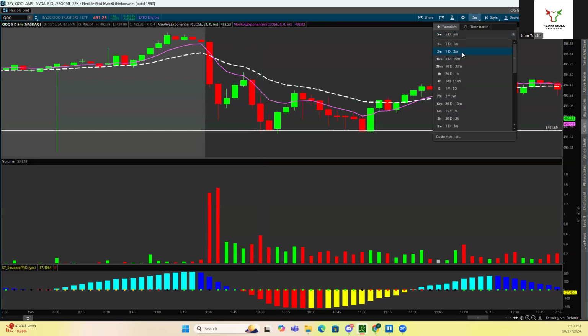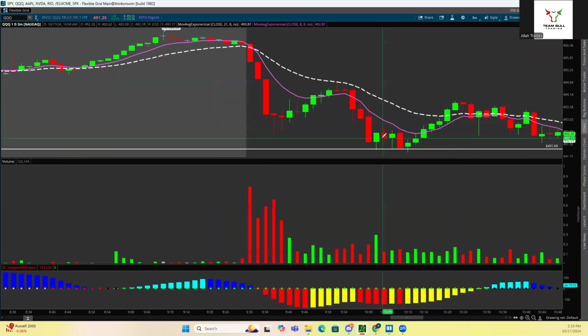Let's actually see what happens on a 2-minute. I don't think this could be any more clear. Why is this so bullish? Why is the 2 and 5 minutes so bullish?